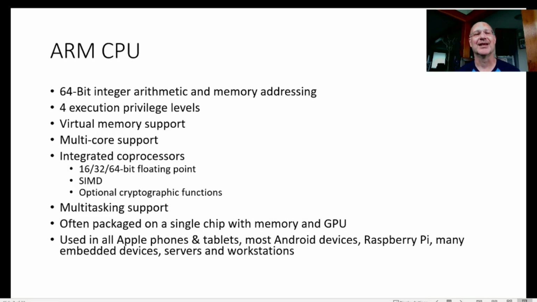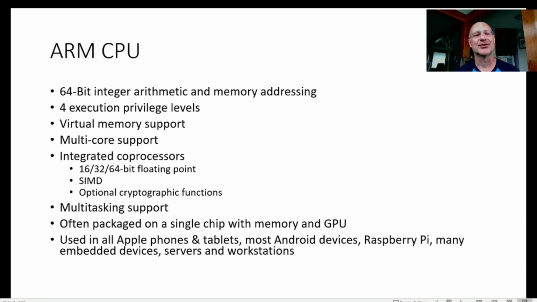So just a few key things. We've got 64-bit integer arithmetic and 64-bit memory addressing. There are 4 execution privilege levels, so when you implement something like Linux, you can have user space and kernel space and interrupt space and everything else. Support for virtual memory redirection. Supports multiple cores. Even the Raspberry Pi has 4 cores. Some phones have 6 or 8. And they now have server ARM processors with 32 cores, each 64-bit.